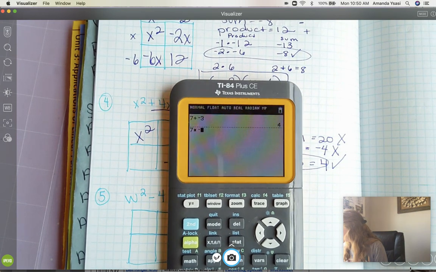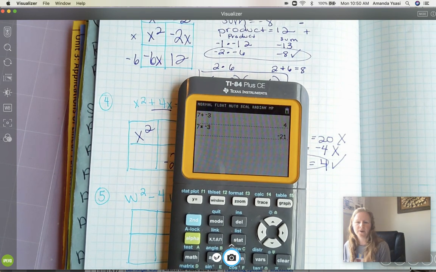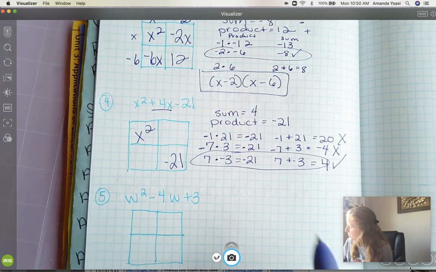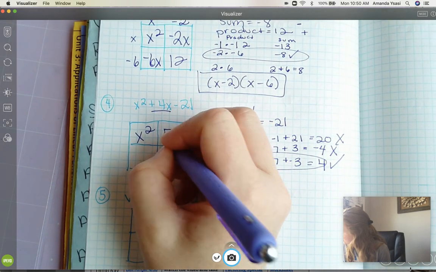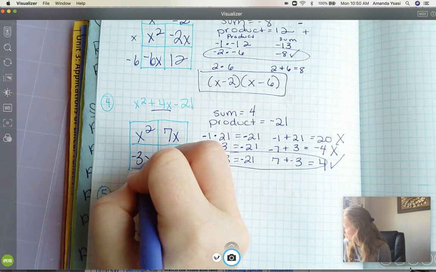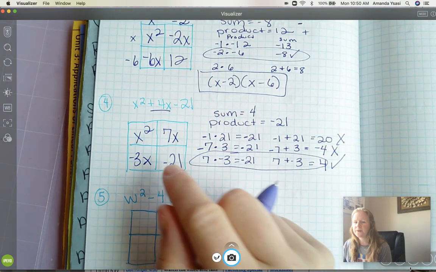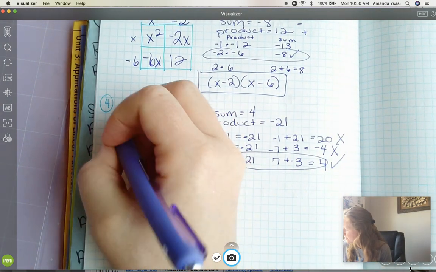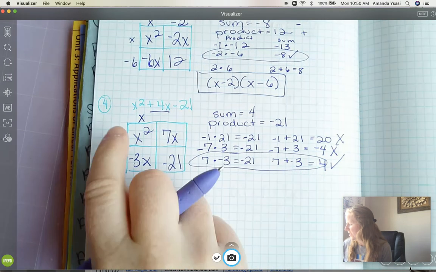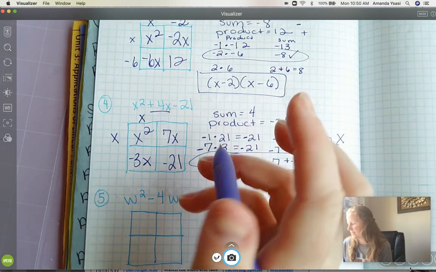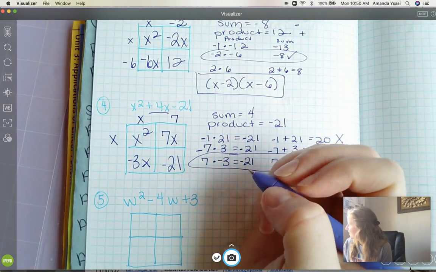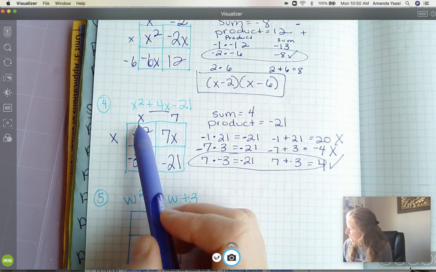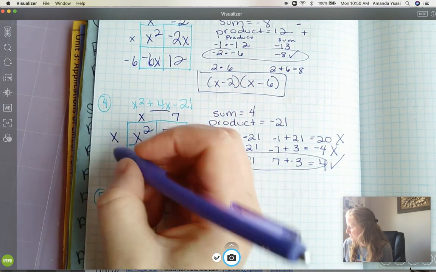7 times negative 3, and you see that that works. All right, so we have a 7x, and we have a negative 3x. It doesn't matter where you put those. X times x gets x squared. X times what gets 7x, and it's 7. X times what gets negative 3x, and it's a negative 3.